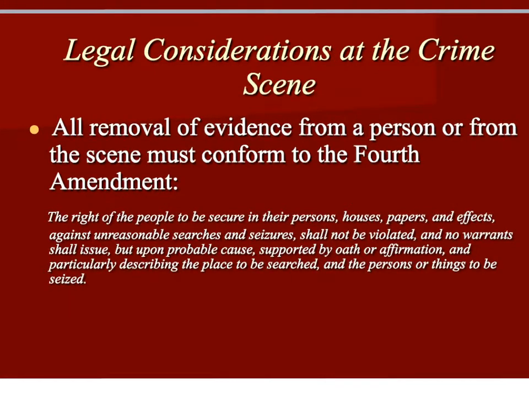When taking evidence, you need to consider the legal considerations. All removal of evidence from a person or from the scene must conform to the Fourth Amendment that's in your Bill of Rights. The right of the people to be secure in their persons, houses, papers, and effects against unreasonable searches and seizures shall not be violated. So if it's an unreasonable search, in many cases they'll need a warrant in order to collect evidence. If they do not have a warrant for certain evidence, they would be violating the Fourth Amendment, and then that evidence cannot be used in a courtroom.